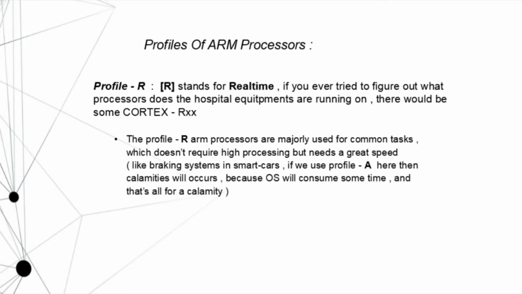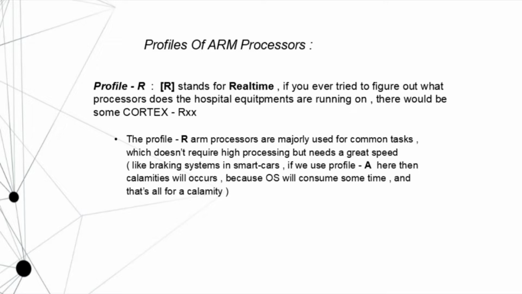Talking about the next profile, profile R. Here R stands for real time. These types of processors are just meant to do some dumb processing. If you have ever searched for the processors used in X-ray machines, EKG or ECG machines, and the braking systems in smart vehicles, those tasks are dumb tasks which require a little amount of processing. The Cortex R profile of ARM processor does it very well. These types of processors are used in those tasks which don't require a high level of processing power.